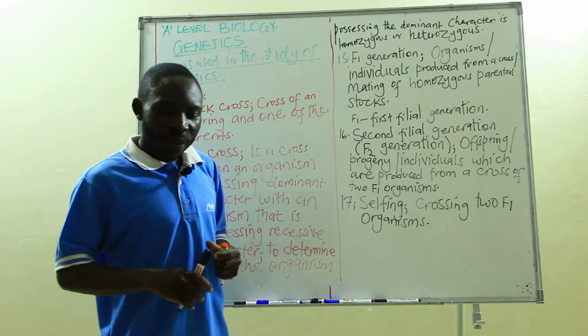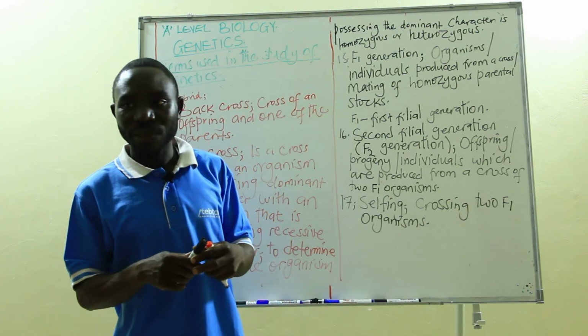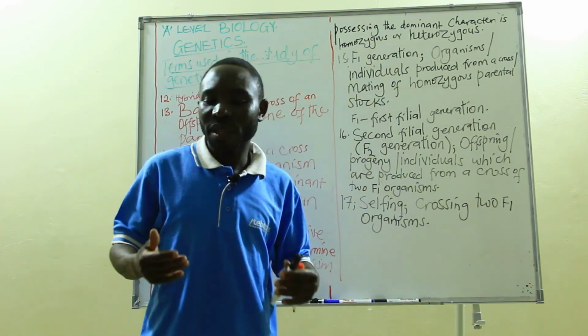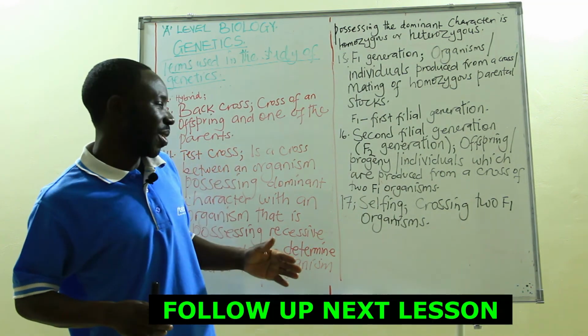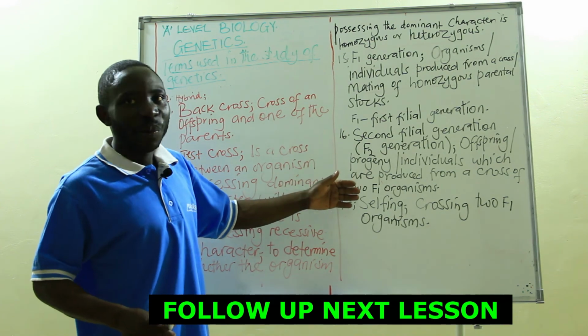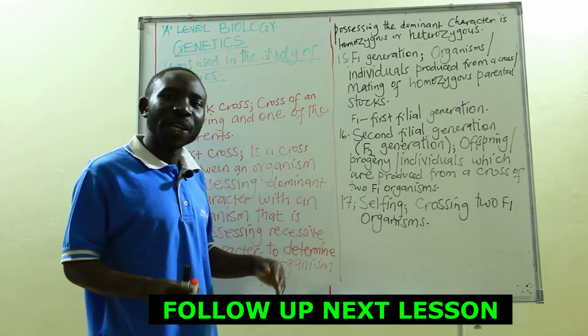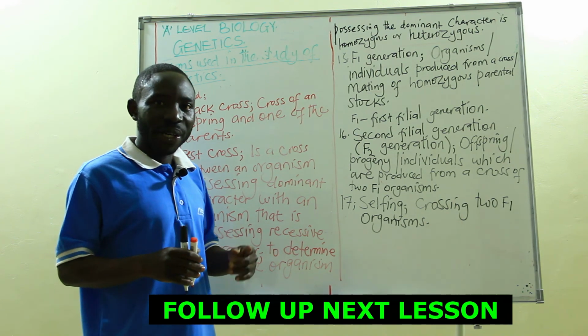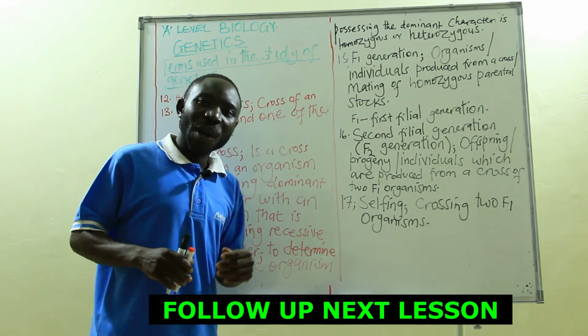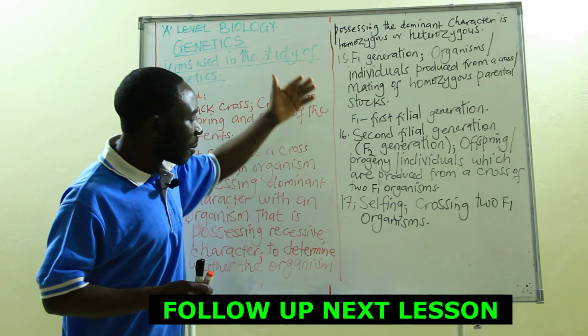So that is a number of terms that we can use in the study of genetics. So that is it. That is where we are. Next will be monohybrid inheritance. So when we resume.